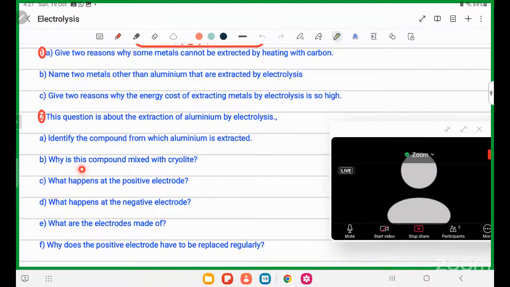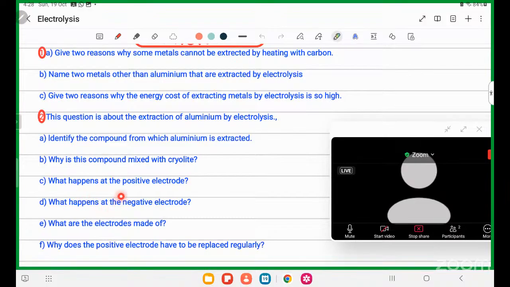Well, what will be produced? Yes, fine. Oxidation will occur here, and there will be a loss of electrons, and the oxygen produced will react with the graphite electrode, which is carbon, and it's going to burn it. So we need to keep replacing it. Okay, that's what happened there.